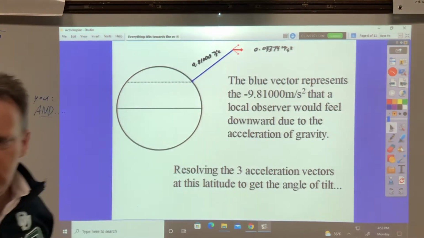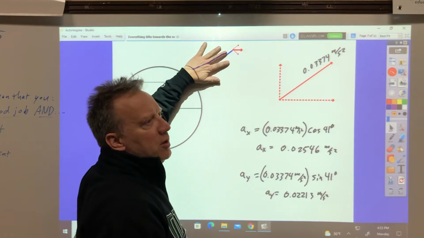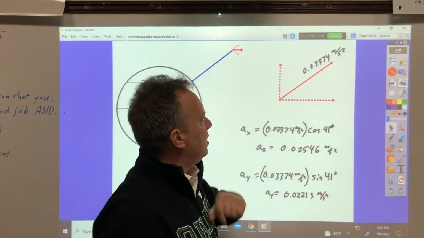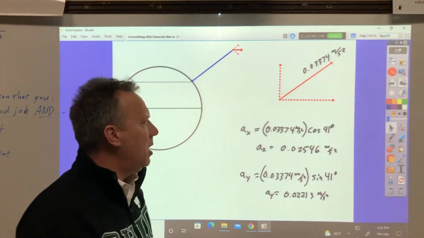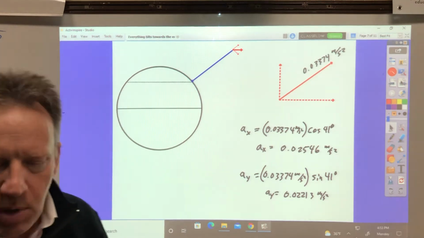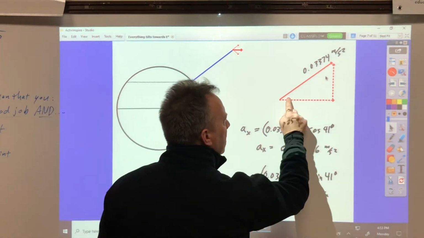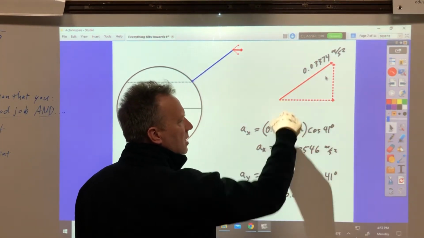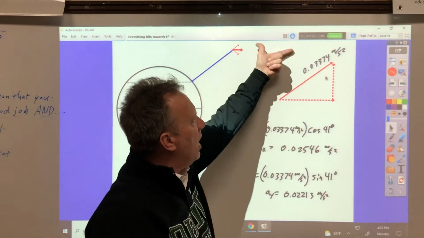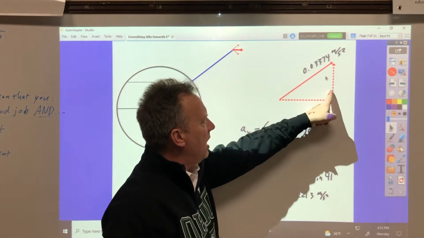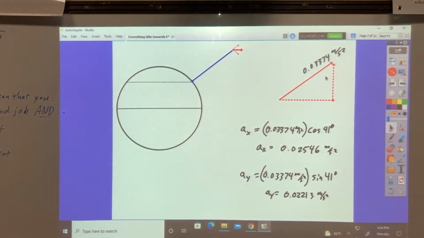The blue is gravity, 9.81 meters per second squared. So if we take the observer's position, the observer sees that vector broken down this way. 0.03374 meters per second squared is the hypotenuse. Let's make a triangle. We can figure out the x component here, the adjacent side, works out, when you work cosine in there, to be 0.02546, and the y component of that 41-degree angle triangle is 0.02213 meters per second squared.